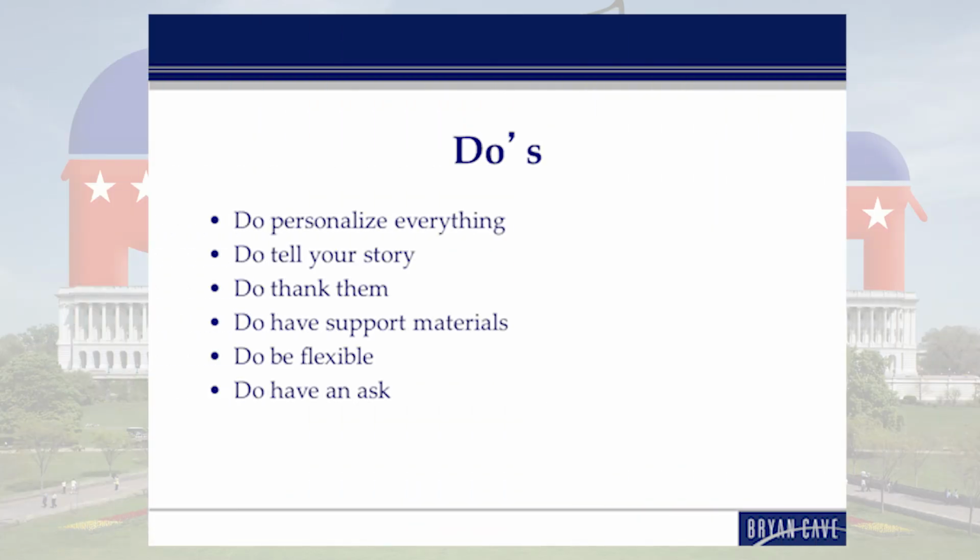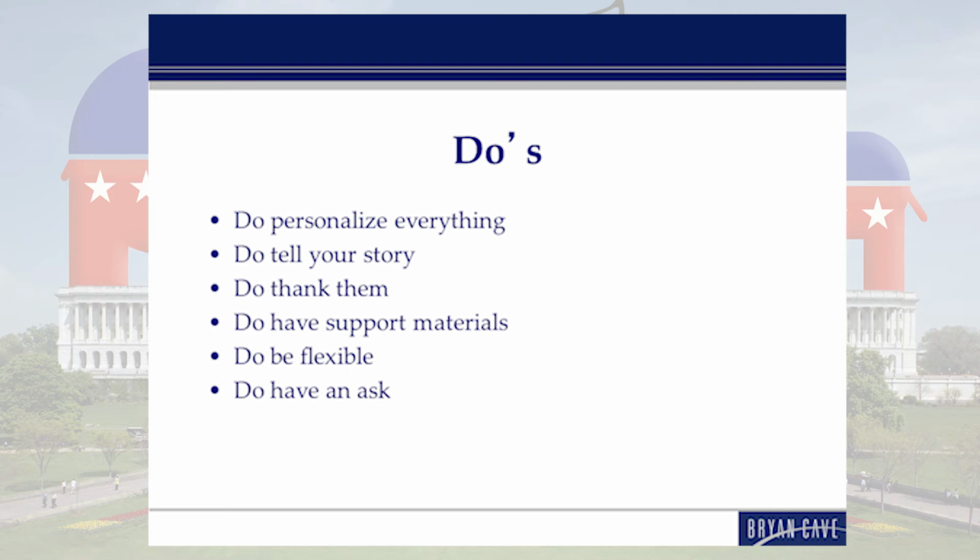Very quickly, what are some do's and don'ts when you are meeting with a member of Congress or their staff? You do want to personalize everything. Remember, the member is representing the district, and you want to make everything about the district, so about the institution, about the people who are impacted back in the district. If there are federal dollars flowing back there, you want to mention that. Personalize everything. Tell your story. Of course, thank them. Have support materials and do your research that we talked about earlier. AAP is happy to provide you with support materials.